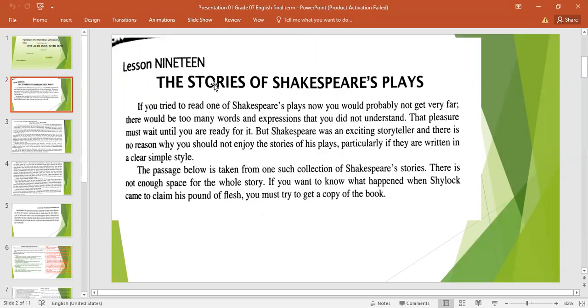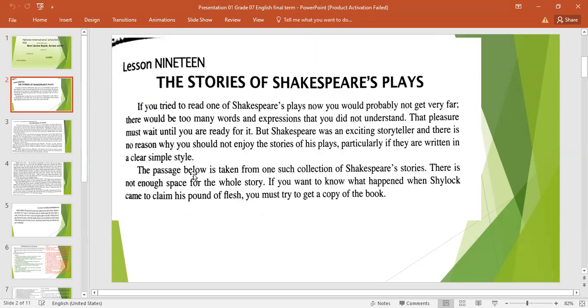This is the beginning of lesson number 19, the stories of Shakespeare's plays. If you tried to read one of Shakespeare's plays now, you would probably not get very far. There would be too many words and expressions that you did not understand. That pleasure must wait until you are ready for it. But Shakespeare was an exciting storyteller, and there is no reason why you should not enjoy the stories of his plays, particularly if they are written in a clear, simple style.